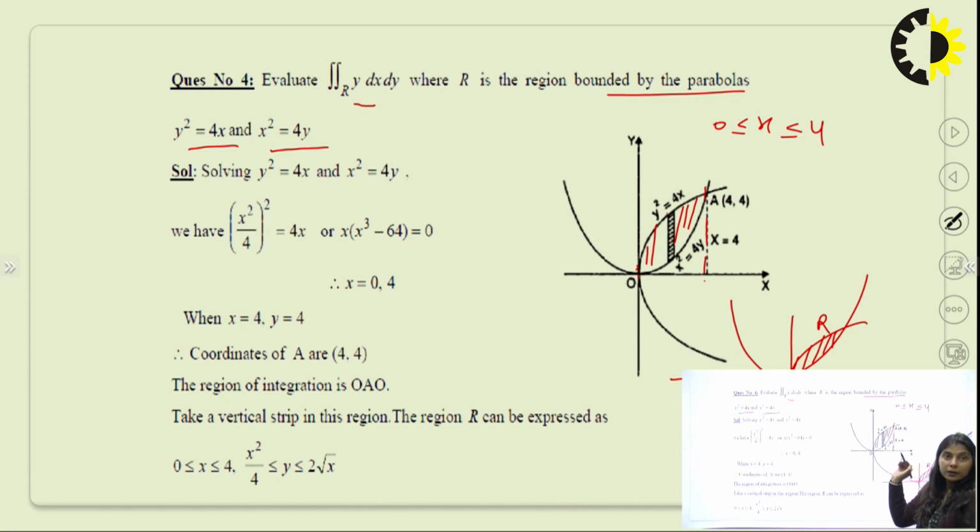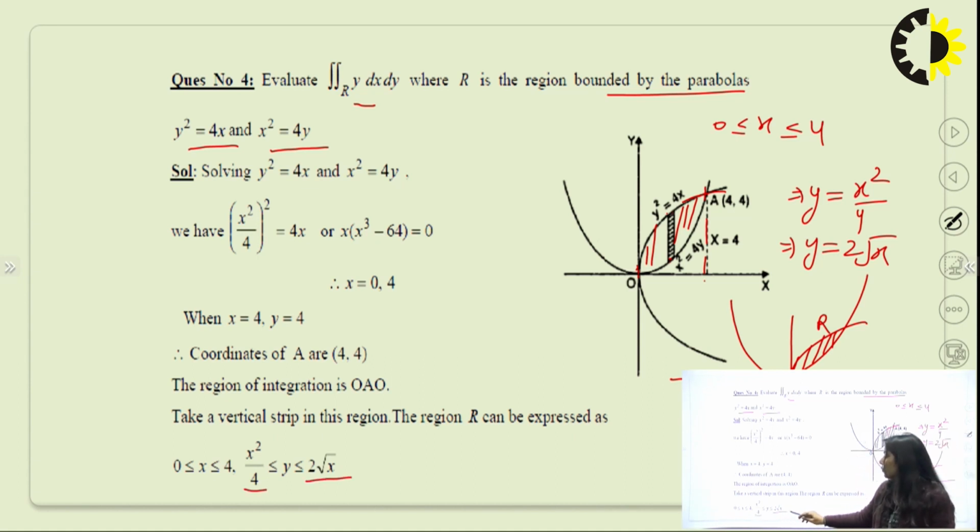Now for the limits of y, we will see this point, the beginning point of the vertical strip. This is on the curve x square equals 4y. Now we will find the value of y at this point: y equals x square upon 4. Now the upper limit of y is at this point, and this point is on the curve y square equals 4x. So here y equals 2 under root x. So the limit of y is from x square by 4 to 2 under root x.